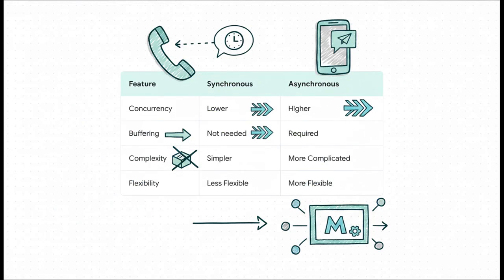Now, these messages can be sent in two main styles. First is synchronous. That's where the sender waits for a reply before doing anything else. It's like making a phone call. You're stuck on the line until the other person responds. The other style is asynchronous. That's where the sender just fires off the message and immediately moves on to other things. That's like sending a text message. You send it, and you don't just stare at your phone waiting for the reply. As you can see here, async is way more flexible and allows for more stuff to happen at once, but it's also more complex. Why? Because you need a place to store those messages, a buffer, until the other side is ready to read them.